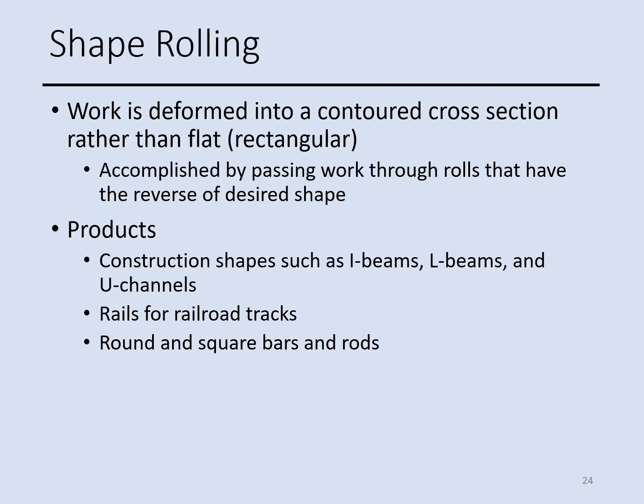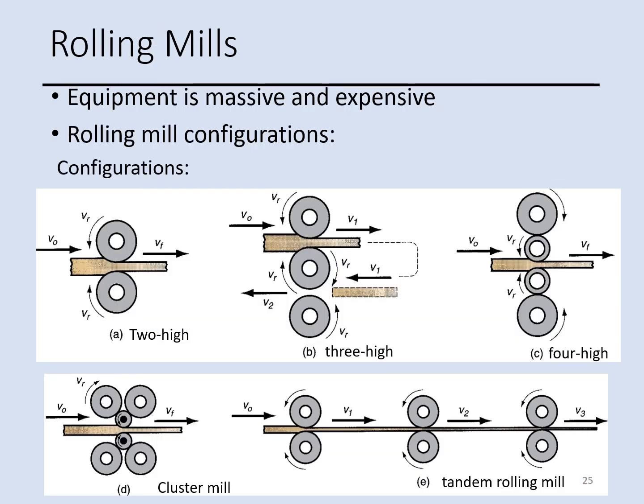We talked about flat rolling. Now we have shape rolling, where the work is going to be deformed into a contoured cross section rather than a flat shape. And this can be performed by passing the workpiece through rolls that have the reverse of the desired shape. And here are some products of the shape rolling. They can be I-beam, L-beam, or U-channel, rails for the railroad tracks, or round or square bars or rods. These are products of the shape rolling process.